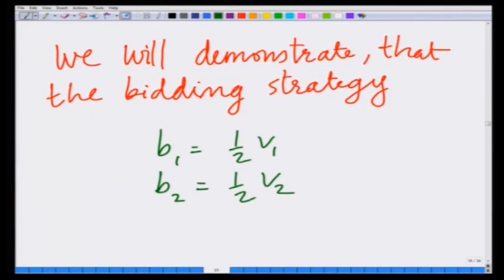That is, B1 equals half V1, B2 equals half V2 are the Nash equilibrium bids for each player in this first prize auction. That is, where each player is bidding half his or her valuation is the Nash equilibrium bidding strategy.